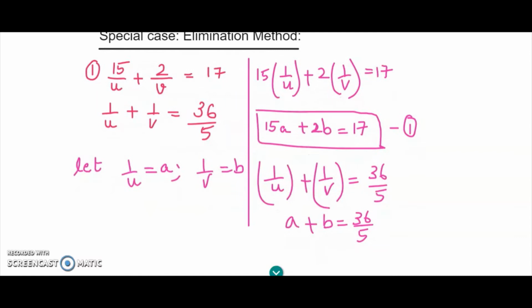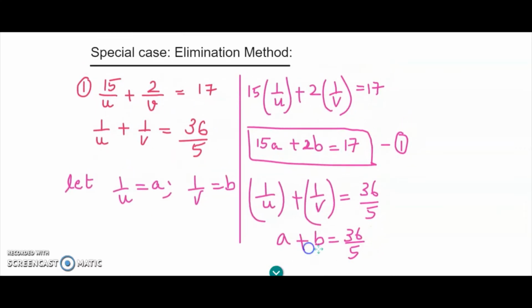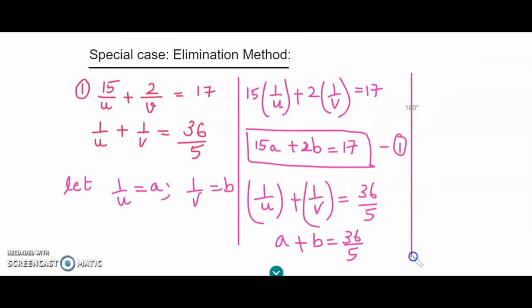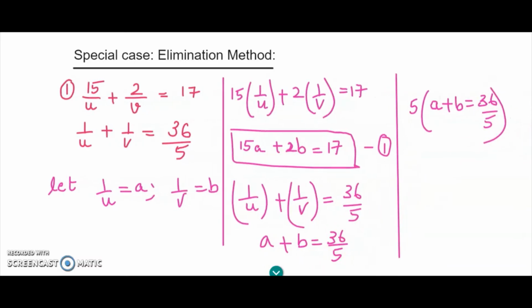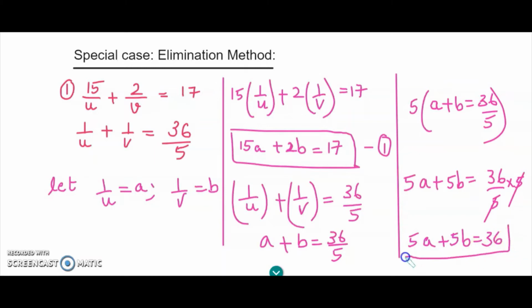Now I have a number in the denominator on the right side. So what should I do? Yes, I have to multiply the whole equation by that number. So I have to multiply by 5 because the denominator is 5. So 5a plus 5b equals 36 upon 5 times 5. The 5 gets cancelled, so you get 5a plus 5b equals 36. That's our equation number 2.